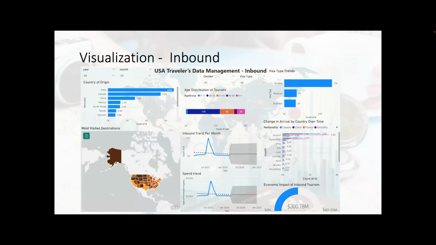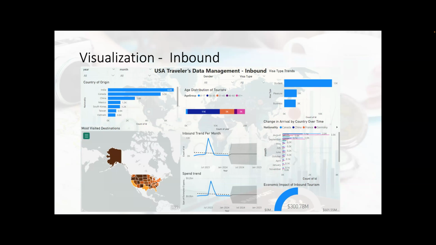And the age distribution of people coming in is between 18 to 30, mostly students, and a few in the 46 to 60 and 60 plus range. And also we could see the inbound trend per month, and there is a projection that it's going to increase in 2025, as we have only data for 2023 and 2024. This is what we currently see.